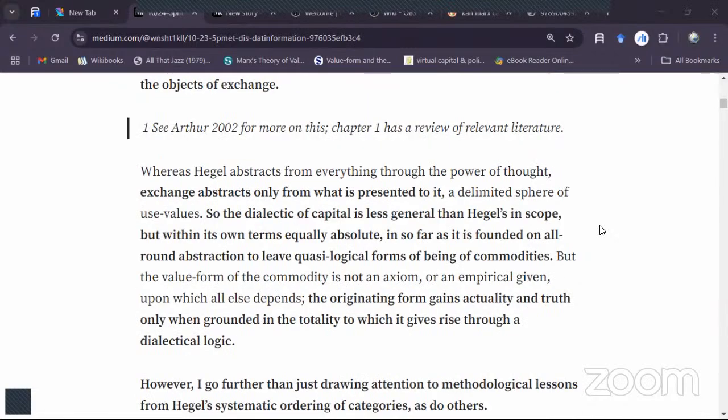Exchange abstracts only from what is presented to it, a delimited sphere of use values. So the dialectic of capital is less general than Hegel's in scope, but within its own terms, equally absolute, insofar as it's founded on all-round abstraction to leave quasi-logical forms of being of commodities. So this is the deal with commodities, right? Stuff's there. It's out there. It's out there because you're out there. You're not at home, or you're not extended into reality on your computer or whatever.